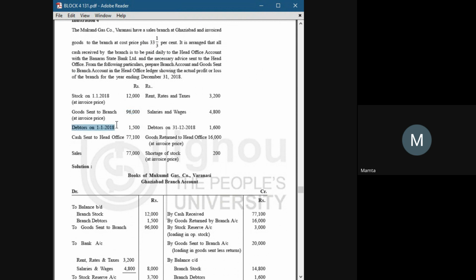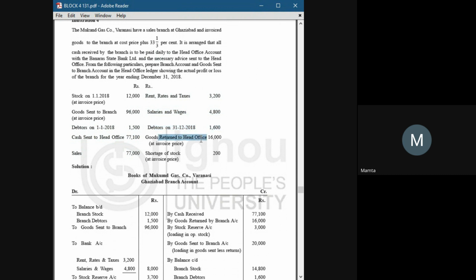Debtors means opening debtors. These are 1,500. Cash sent to the head office during the year is 77,100. All right. Sales we have made during the year are 77,000. Rent, rates, and taxes we have paid are 3,200. Salaries and wages expense is 4,800. Debtors on 31st March 2018 were 1,600.